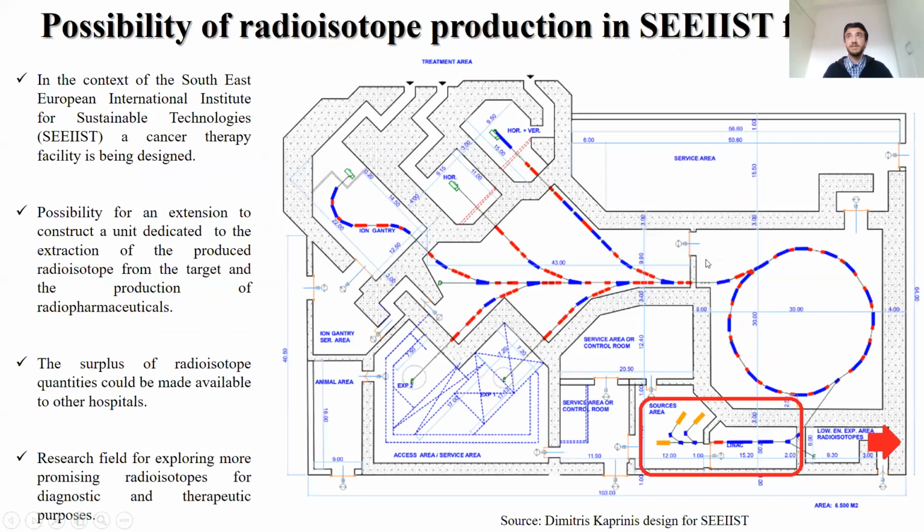Now, in the context of the CEAST project, a cancer therapy facility is being designed, and you can see here the 2D drawing designed by Dimitris Kaprianis, the Greek architect. You can see here the different areas where different elements can be situated, such as the treatment rooms of the patients and also the synchrotron.